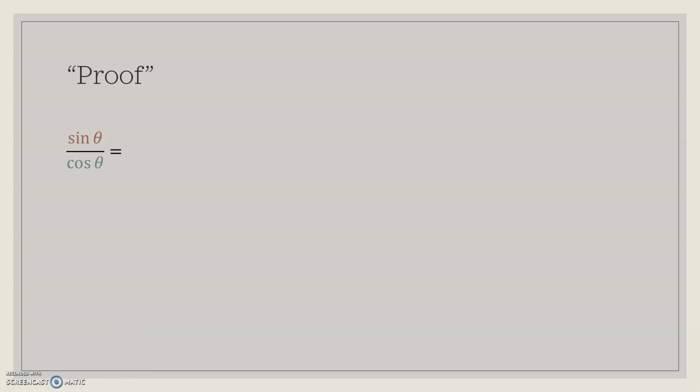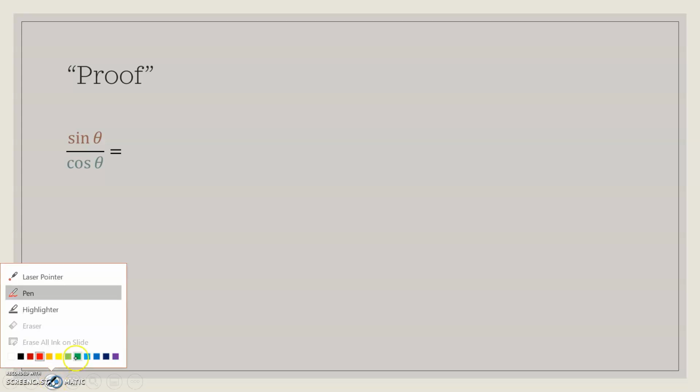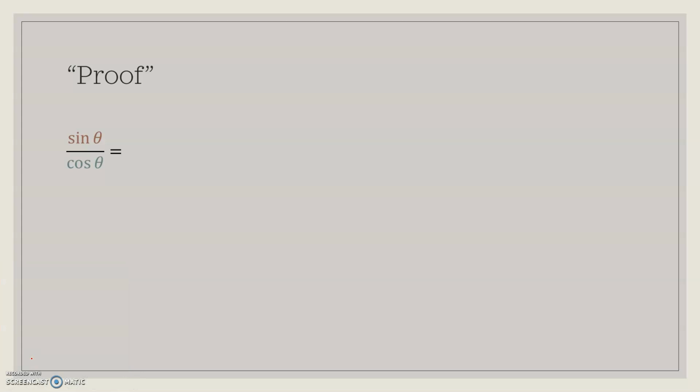We're going to start with a proof, and this is not something that you need to write in your notebook. It's just something that I want you to see and be okay with. So if we take sine of theta in a triangle, sine is the opposite. What we're going to do is show what we get when we do sine of theta divided by cosine of theta. So we're trying to figure out what that's equal to.